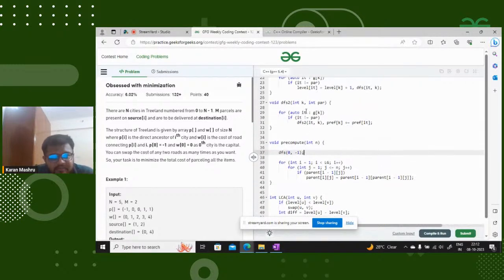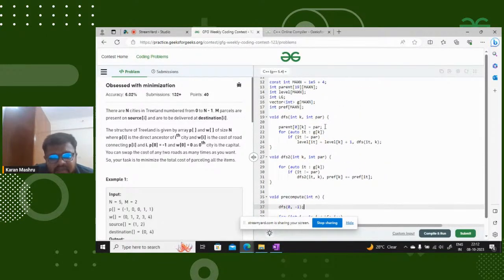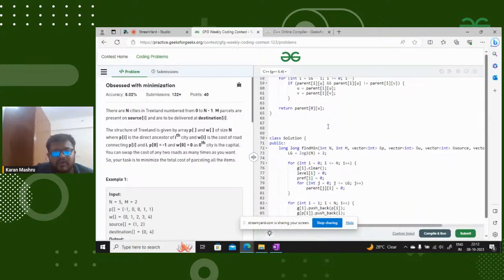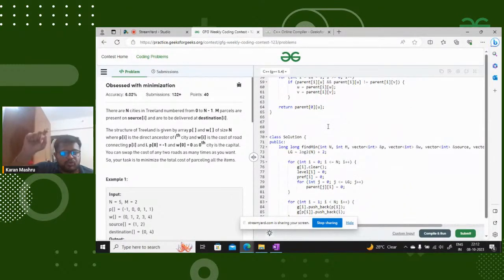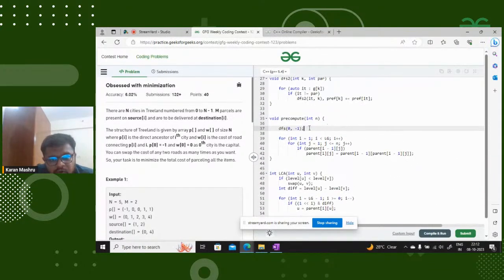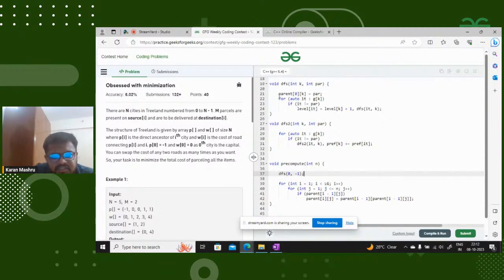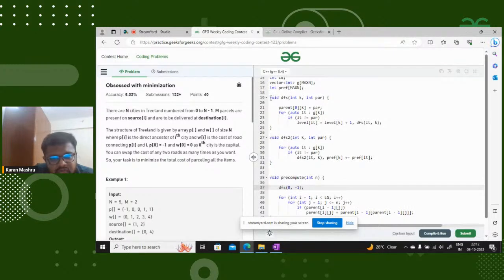Okay, so in the first DFS what they are doing is, see, what is the level of 0? 0. And I want to store the level of other nodes, so they are also doing pre-computation of levels. So I have called a pre-compute function. First I will call DFS. So this is the first DFS from line 19 to 25.